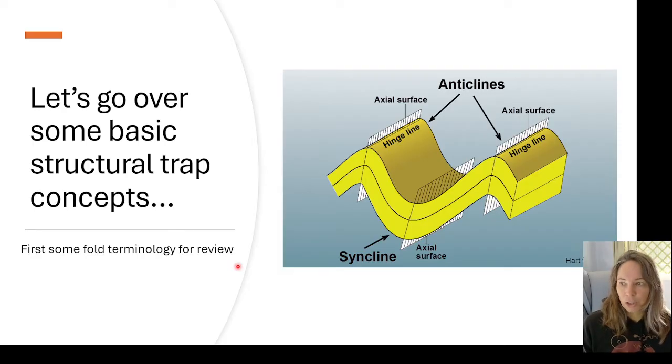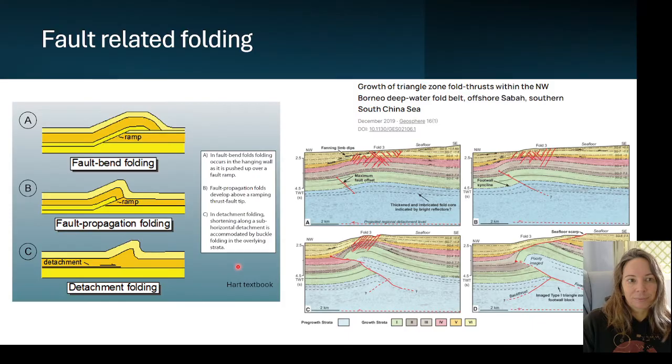Just in terms of some more terminology, to remind you what anticlines look like, synclines, and also the hinge line and axial surface. These are terms that I'll use a few times throughout the lecture. Here are some very typical types of folding: fault bend folding, fault propagation folding, and detachment folding. We can see examples of those in interpreted seismic.